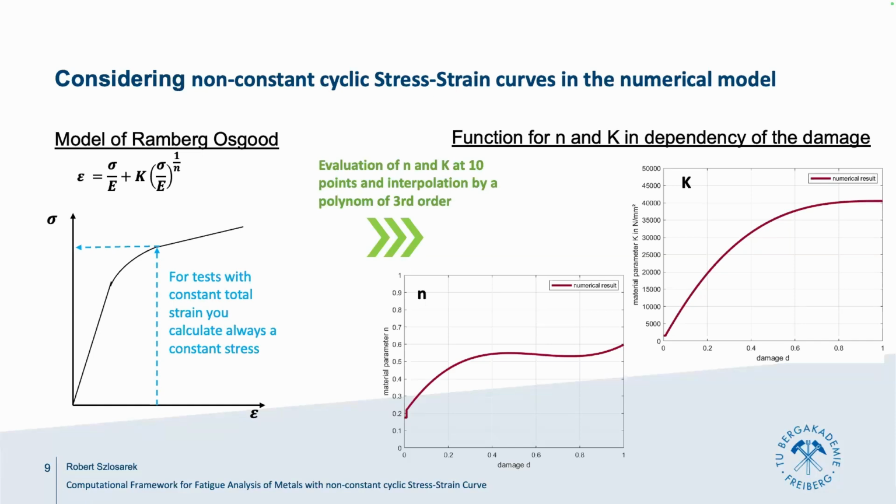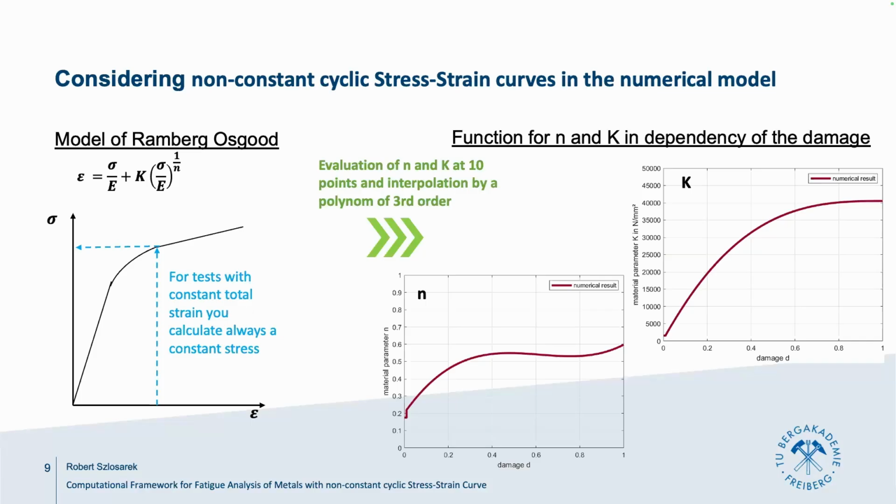To get these functions by hand costs some effort, because you have to analyze all your experimental data, not just at half of the lifetime. You have to do it more. I did it at 10 points of the lifetime. And then I used a polynomial fit of third order to get these functions to describe the dependency of N and K on the damage value of 1.